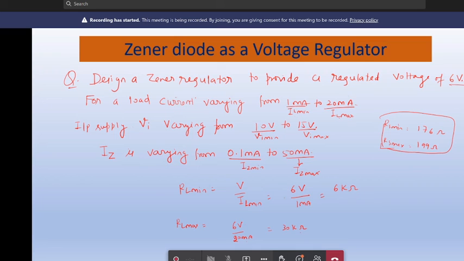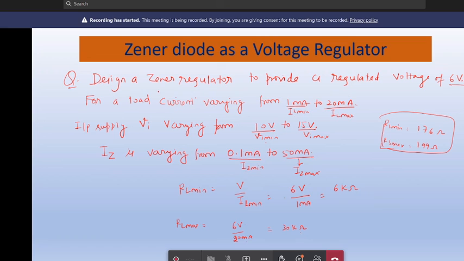So input supply is also varying from 10 volt to 15 volt. So the input supply is varying, and based on that your IZ is also varying from 0.1 milliampere to 50 milliampere, IZ min, IZ max, right? So can you tell me the value of RL min and RL max? Can you calculate it or not? Don't look below, don't see here.